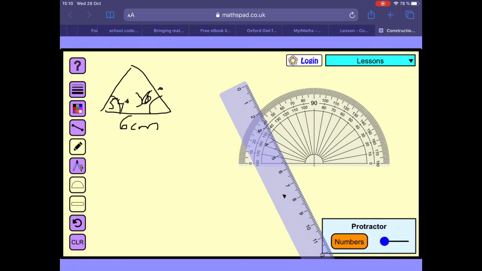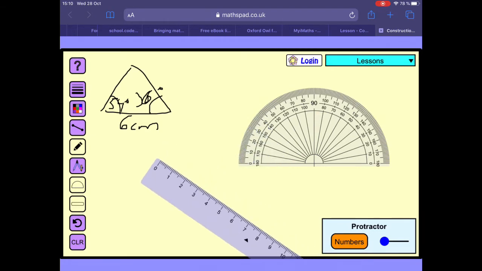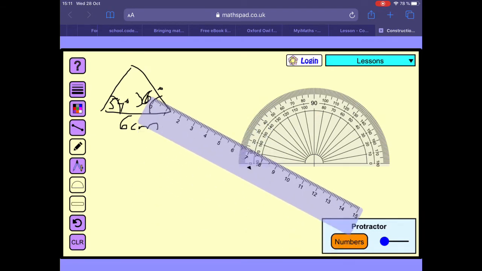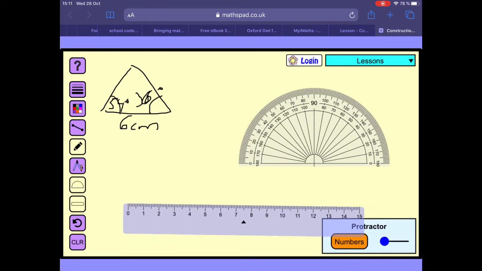Apologies for the handwriting, I haven't got a proper pen. Right, so I get my ruler out, and like before, where are we going to start? We're going to start with the base. So I take my pencil and I measure a line, a little bit longer on the left. That's right, a 6 centimeter line.